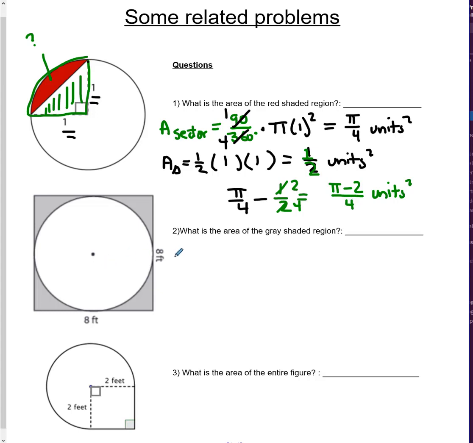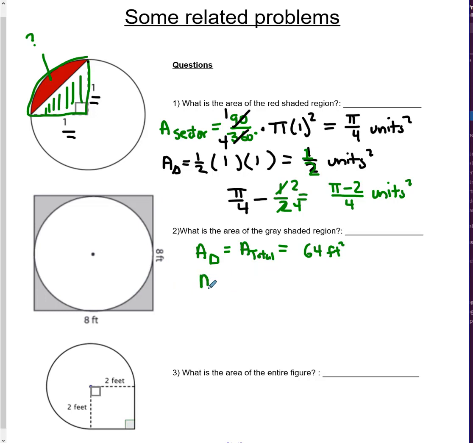Okay, in this problem, what is the area of the gray shaded region? Again, we face the same problem where I can't find this weird area, but I could find the area of the entire picture of the square, right? So the area of the square, which is everything, equals the area total. The entire thing is what? 8 times 8, right? So it's 64 feet squared. Because that's the area of a square, right? Length times width, 64 feet squared.